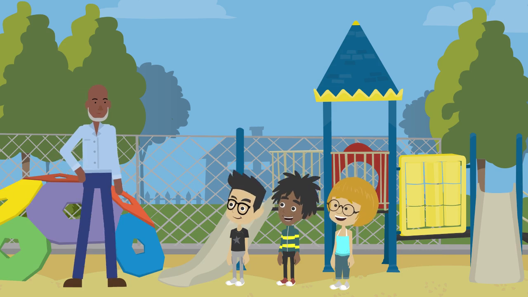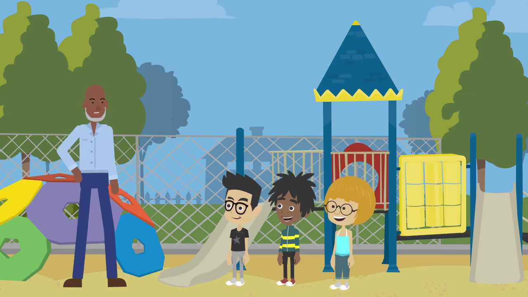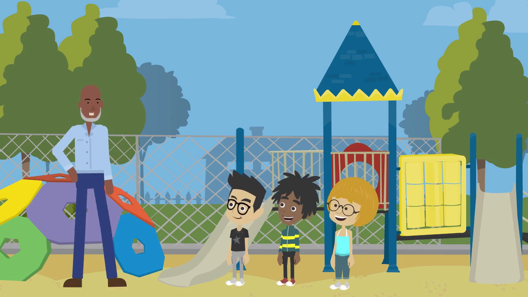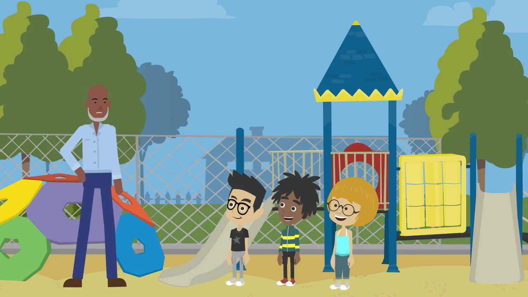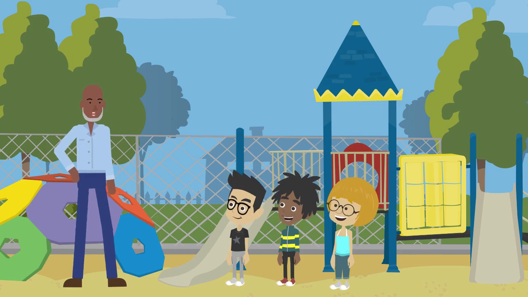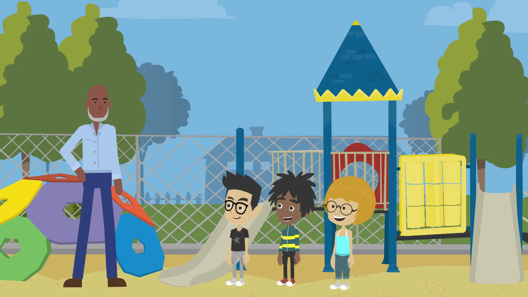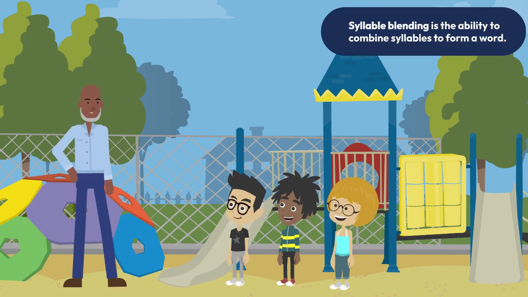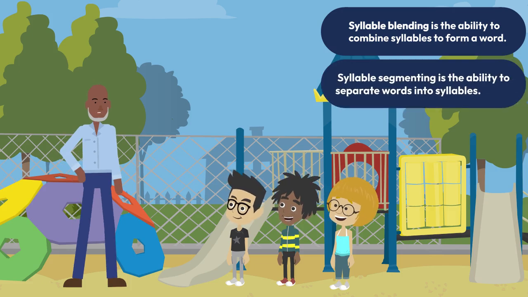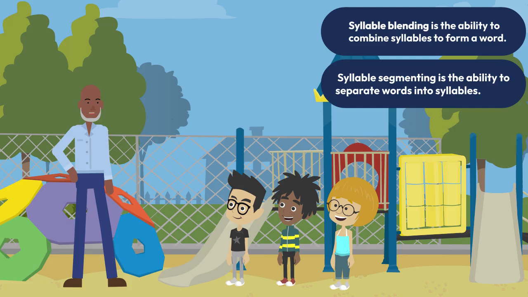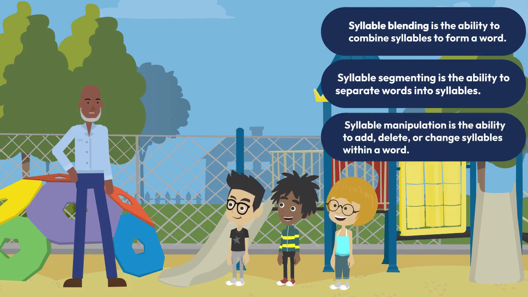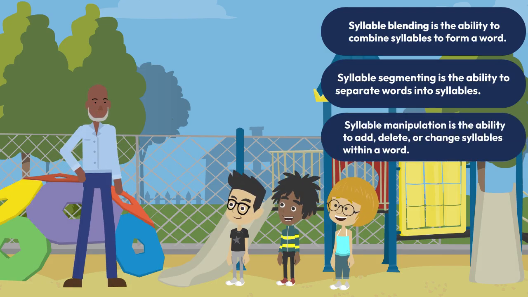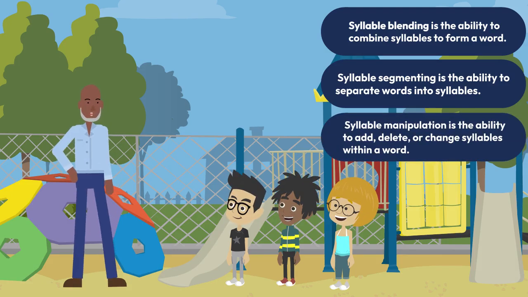Remember that practice makes perfect, so tonight get someone to help you practice at home. Be sure to remind the person practicing syllable awareness with you that there are three things you want to practice: blending, segmenting, and manipulating. Syllable blending is putting words or syllables together to make a word. Syllable segmenting is separating a word into its parts or syllables. And that syllable manipulation is when we add, delete, or change a part of a word to make a new word or a part of a word.